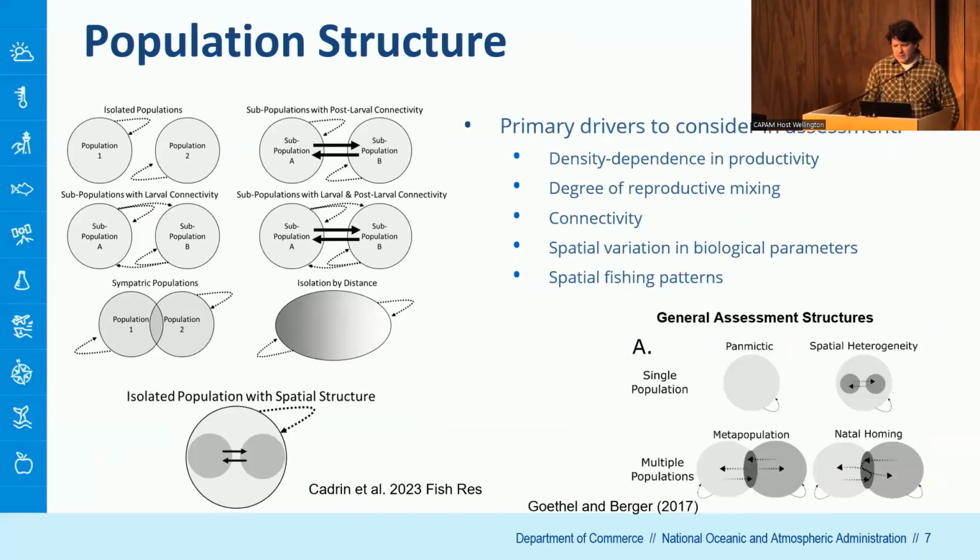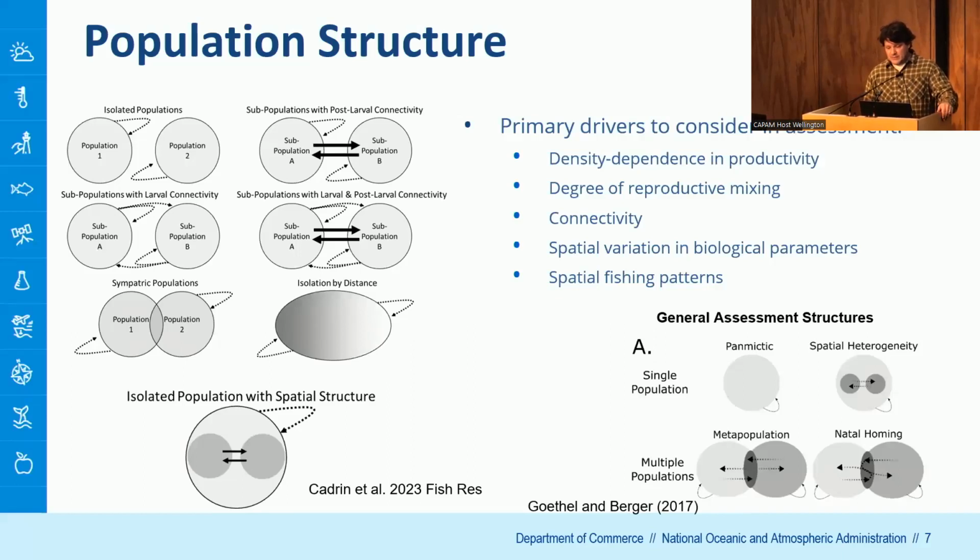When we think about some of the things that drive population structure, we can look back at almost every topic we've talked about so far this week, and they all have a spatial component. In particular, density dependence and productivity is important. And here I'm listing off some of the key drivers that, when present, might really lead you down the path of looking further into the assumptions of a spatial model.